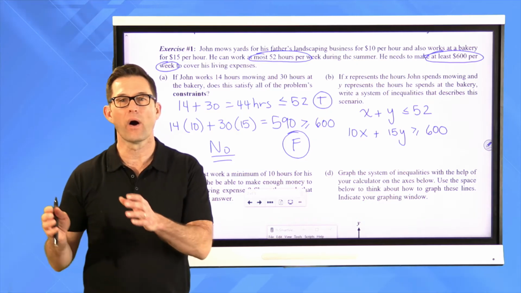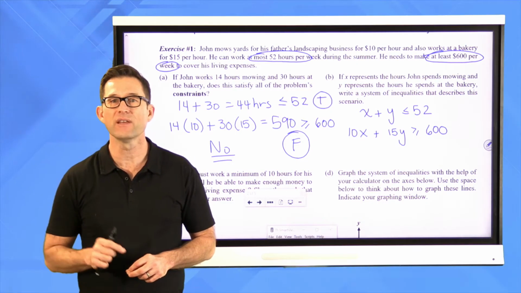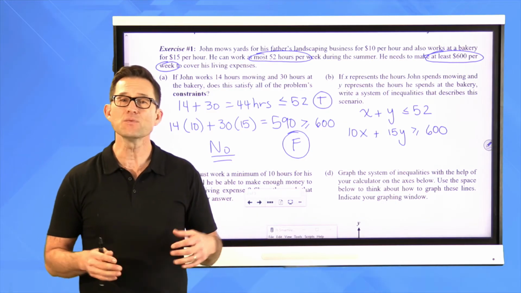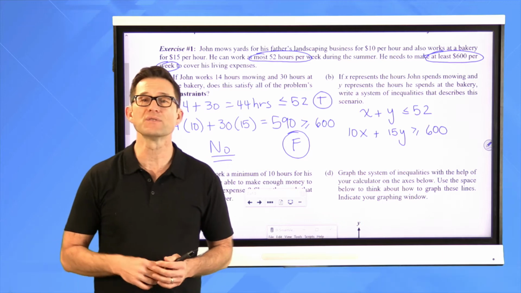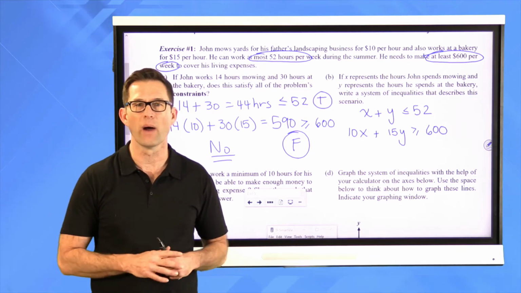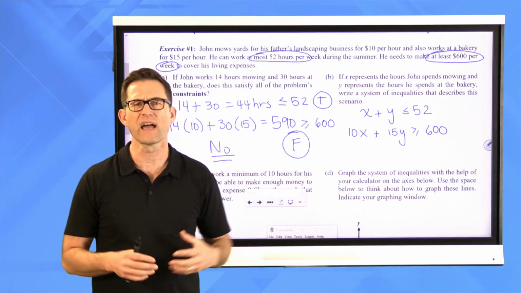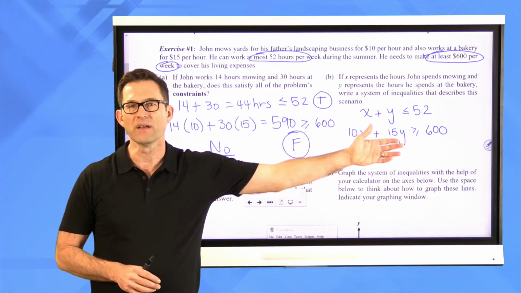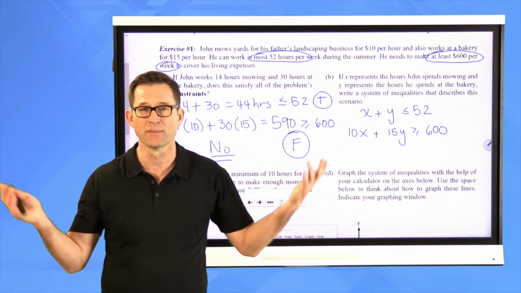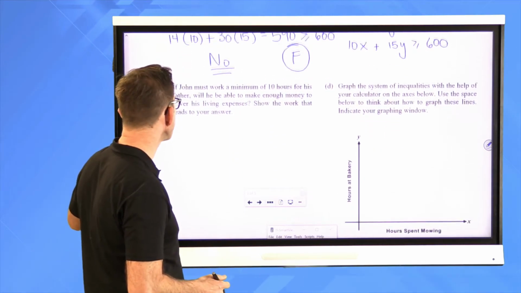x plus y is less than or equal to 52, and 10 times x plus 15 times y is greater than or equal to 600. If this was a system of equations, we might do something more along the lines of, John has to work exactly 52 hours, so that would be equal to 52, and he's got to make exactly $600, so that would be exactly equal to 600. Then maybe we could solve it by elimination or substitution or something. Anyway, let's take a look at letter C.